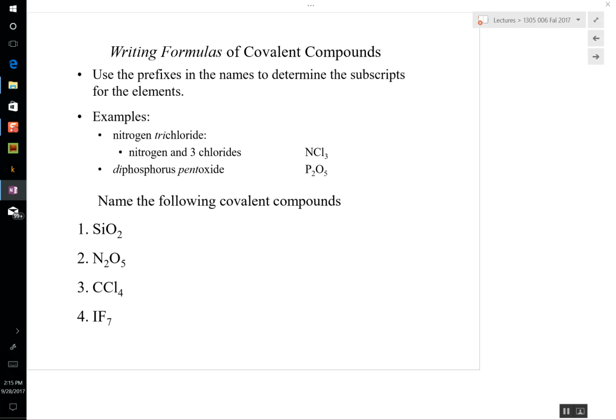All right, here's one that gets us to use one of those really high prefixes. So this is iodine. Iodine, what do we want to call that one?